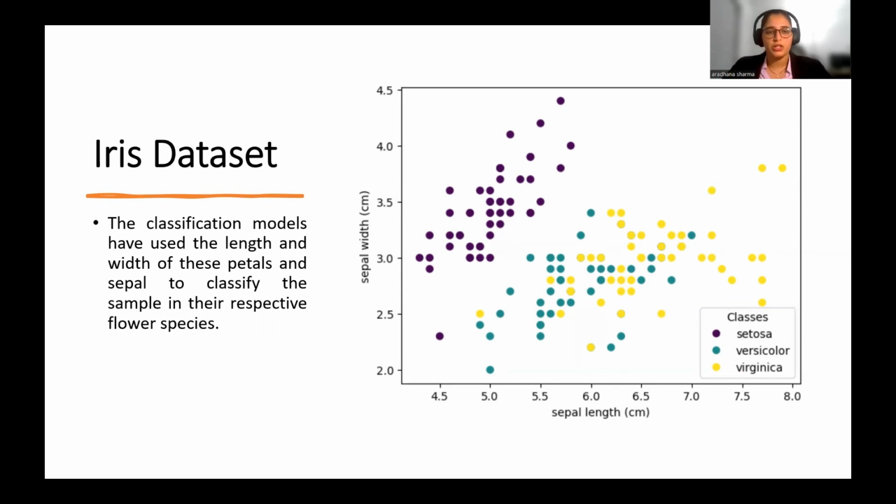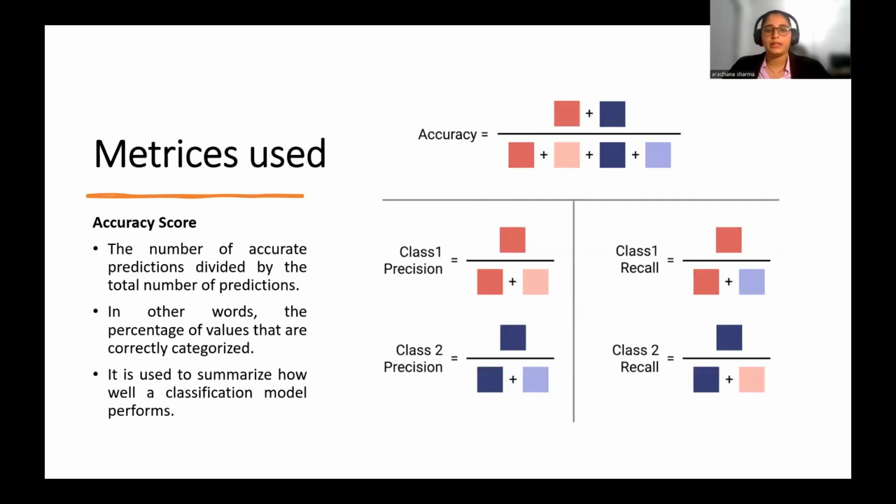The metrics that have been used in this project to analyze the performance of each of the algorithms are, first, accuracy score: the number of accurate predictions divided by the total number of predictions. In other words, the percentage of values that have been correctly categorized. This is used to summarize how well a classification model performs.